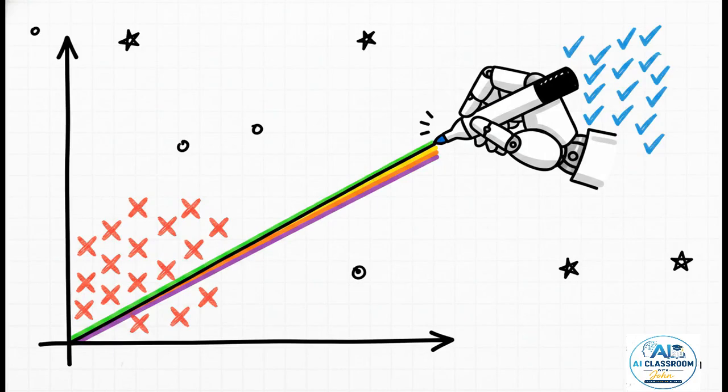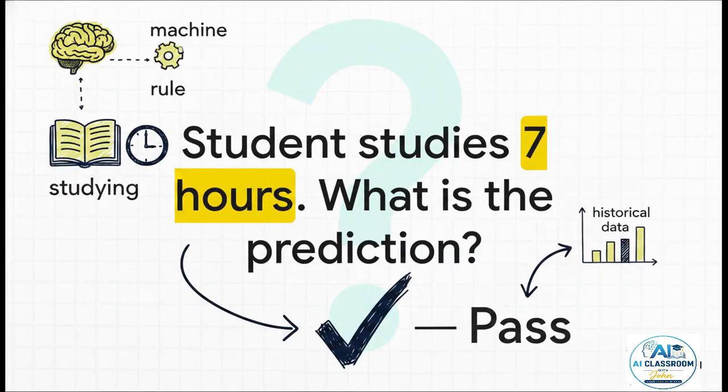And notice how we can visualize that exact logic right here on this graph. Along the x-axis at the bottom, we've got our study hours. Along the y-axis on the side, we have our pass or fail results. When the machine plots those points, it mathematically draws a very distinct line separating the passes from the fails right at the 5-hour mark. That dividing line visually represents the exact, undeniable rule that the machine just created out of thin air.